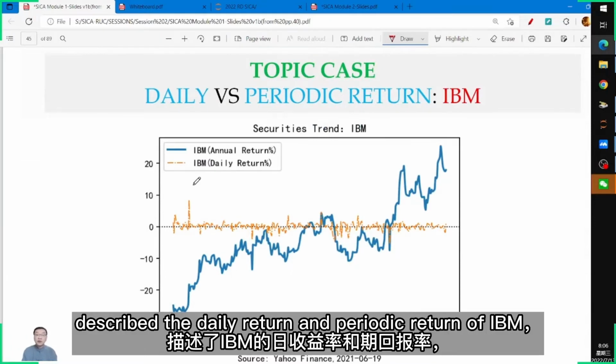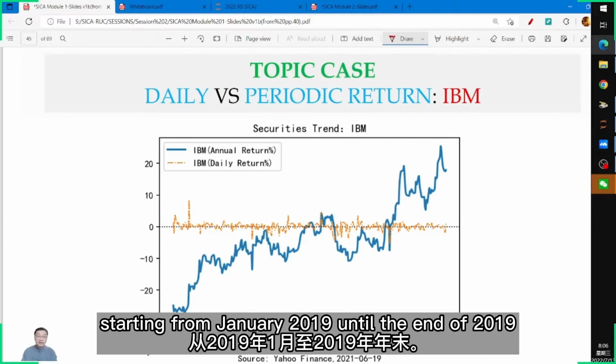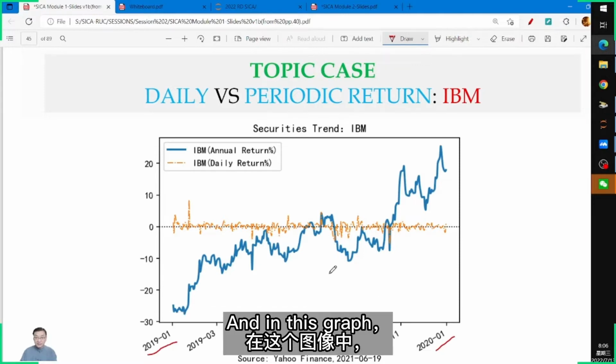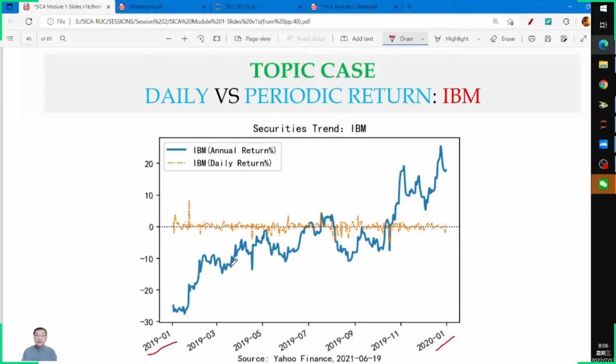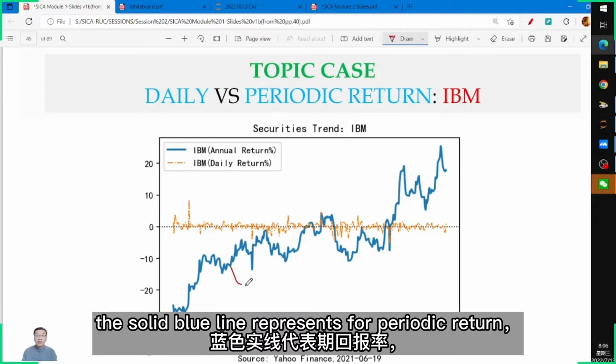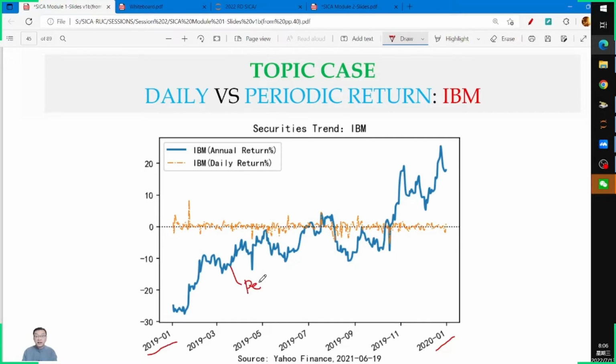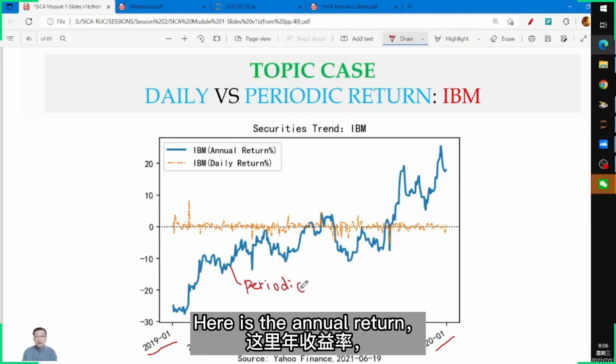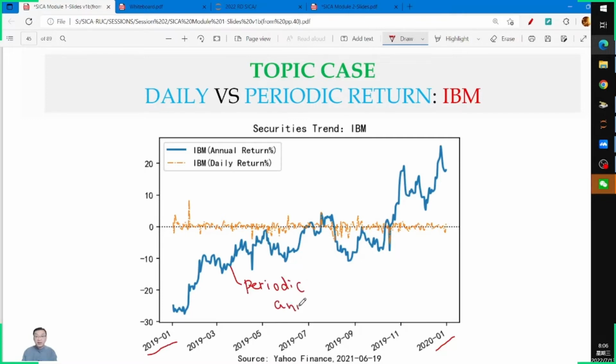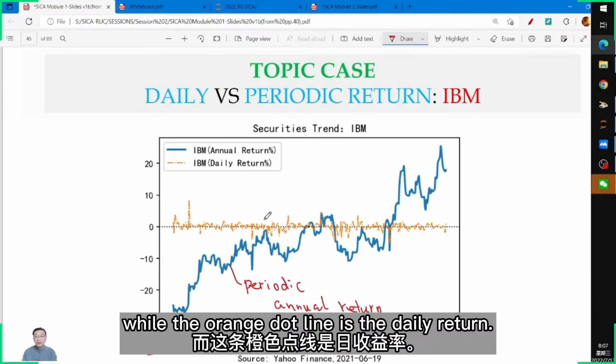This figure describes the daily return and periodic return of IBM starting from January 2019 until the end of 2019. And in this graph, the solid blue line represents the periodic return. Here it is the annual return. While the orange dotted line is the daily return.